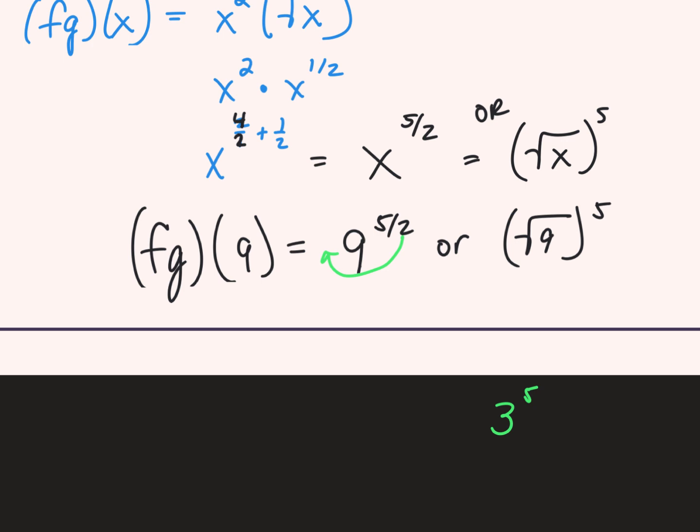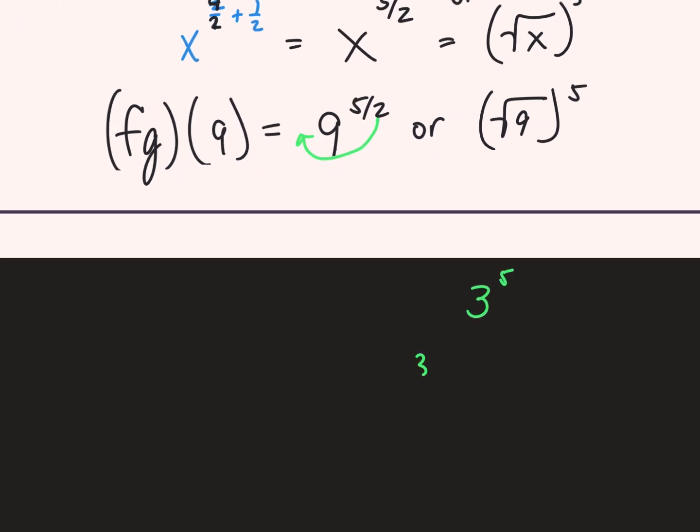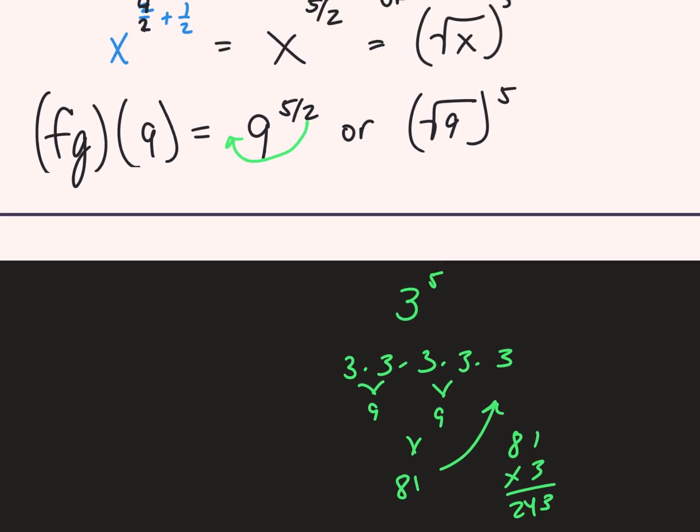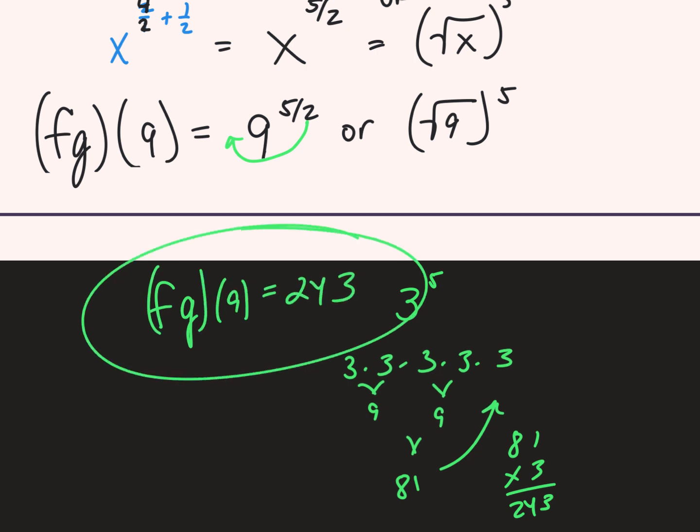3 times 3 times 3 times 3 times 3. So 3 times 3 is 9, right? 9 times 9 is 81. So it's 81 times 3? 243. So your f times g of 9 is 243. Notice when you plug in a number, you get out a number answer.